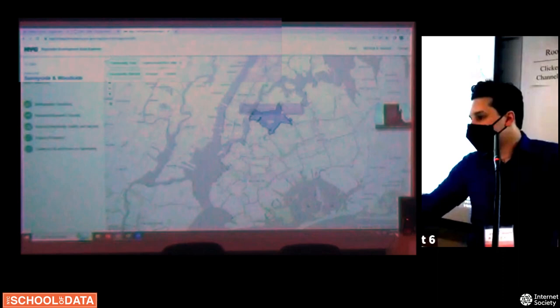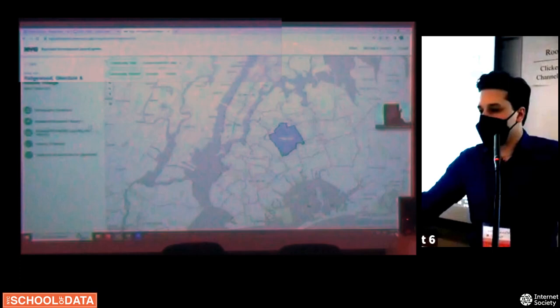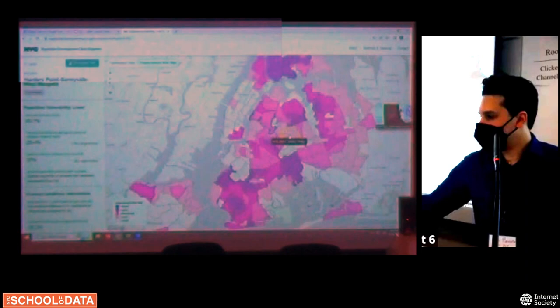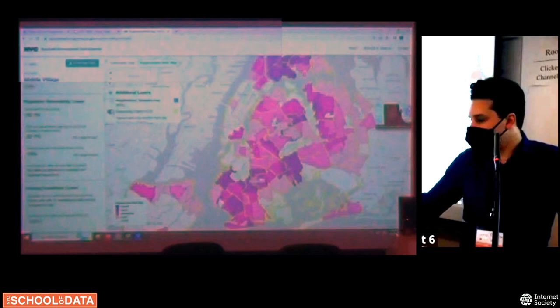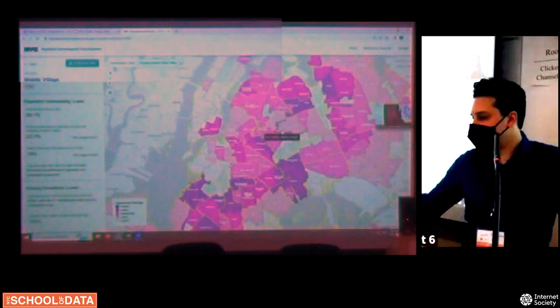You click and then swipe down at the map. If you zoom in, you basically get to see every level of displacement risk. It's interesting if you zoom in. You can see the CD outlines. So you're looking at this area in the DRM.